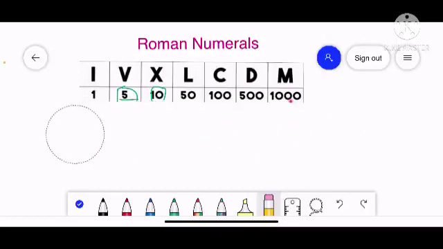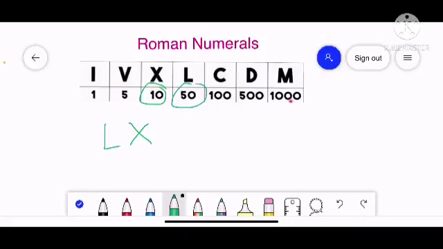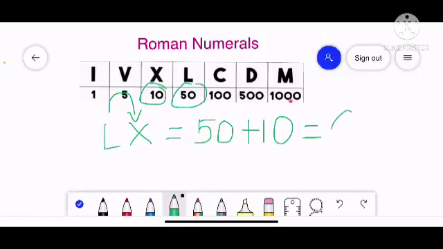Now, one more example, L, X. The value of letter L is 50 and the value of letter X is 10. X is written to the right side. So, according to the rule, we are going to add the numbers, that is 50 plus 10. We are going to get the number 60.